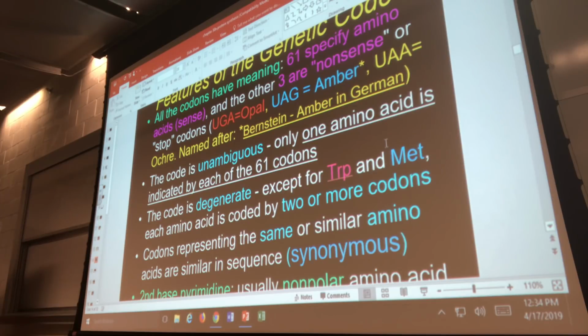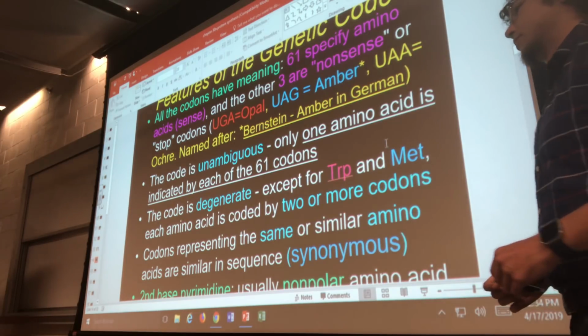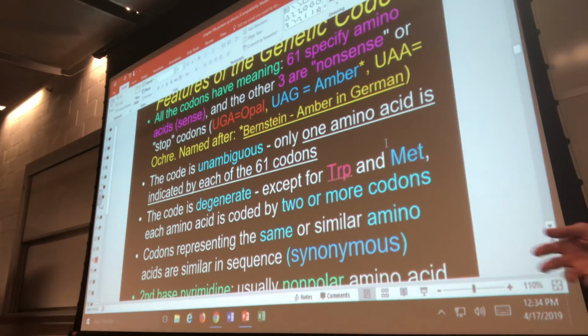Yes? Doesn't the AUG stand for the start? Yes, that is the start codon, exactly, and which will be covered, I think, in more detail in chapter 30B, but you're exactly right. AUG is the start codon.